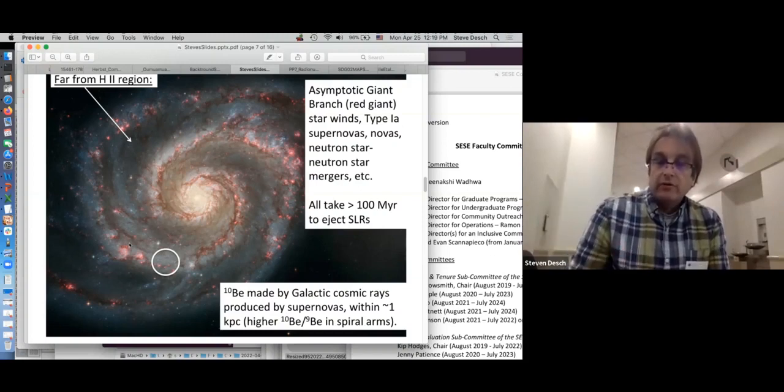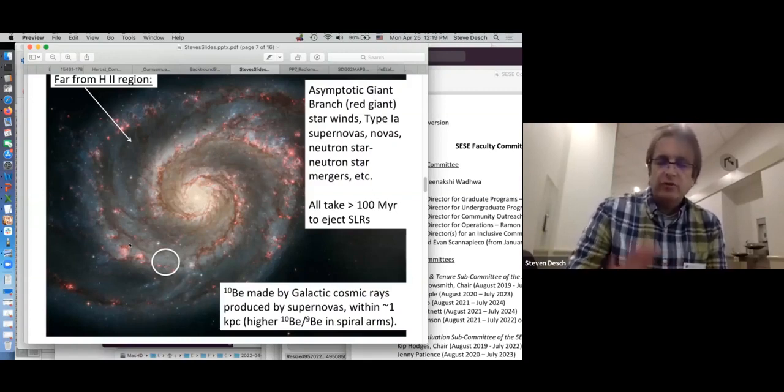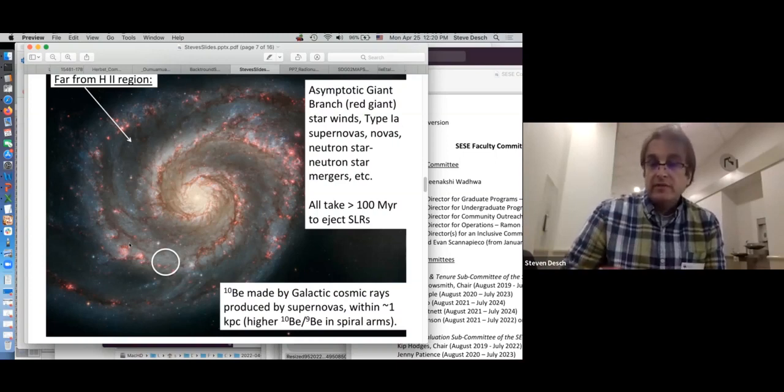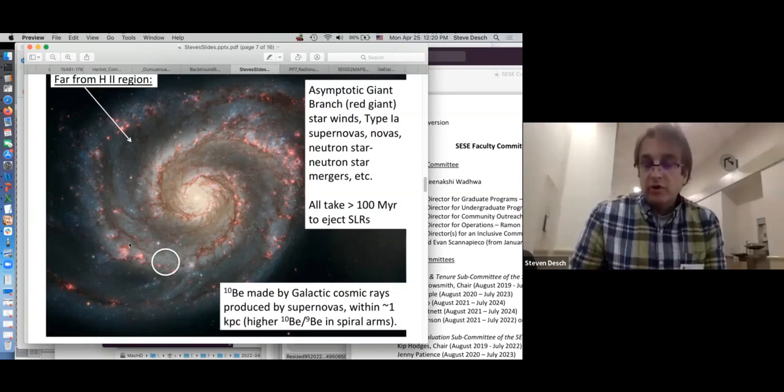And finally, one other radionuclide, beryllium-10, is made not in supernovas, not very plentifully anyway. It's possible to have neutrinos make some, but mostly it comes from cosmic rays that hit oxygen atoms in the interstellar medium or in molecular clouds and spall the oxygen nuclei into beryllium-10 nuclei. And these galactic cosmic rays are ions that are accelerated by basically supernova shocks.